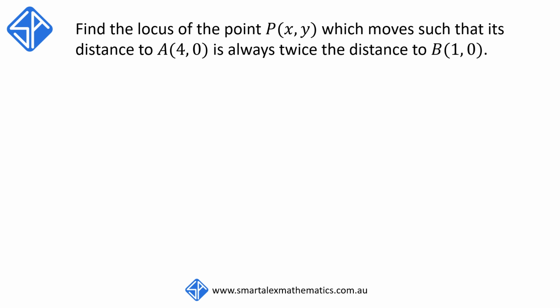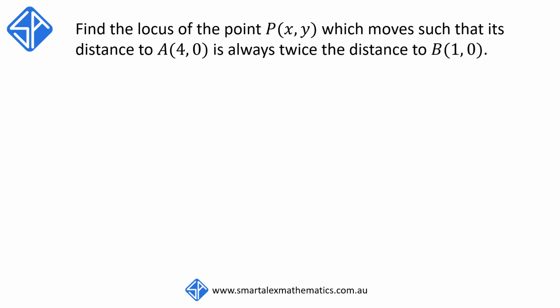In this video, we're going to look at how to find the locus of a point P(x, y), which moves in such a way so that its distance to the point A(4, 0) is always twice its distance to the point B(1, 0). To begin with, we need to understand what a locus is. A locus is essentially a path that a point P traces given a certain condition.